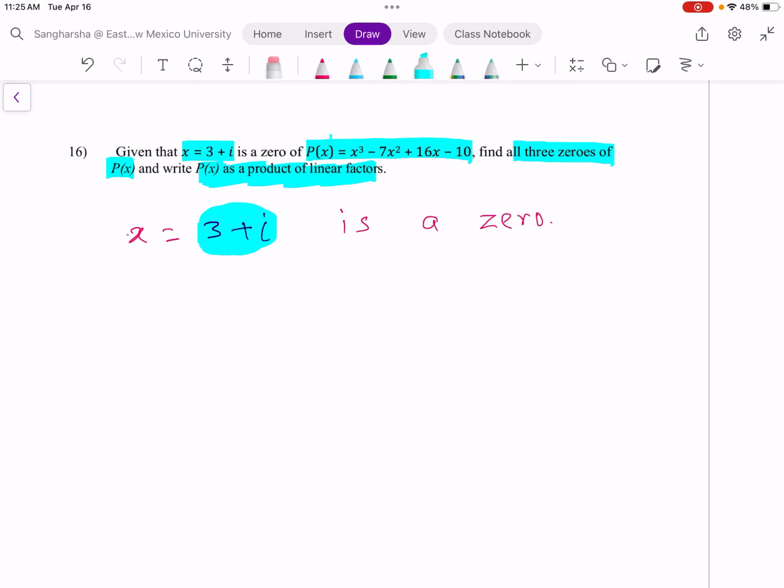So we have 3 plus i. So i is positive, and you just change the positive to negative. So we have 3 minus i, and that is the conjugate, okay? So 3 minus i, this is the conjugate. And this conjugate is also a solution for the same polynomial p of x. If you have a complex solution, then its conjugate will also be a solution.